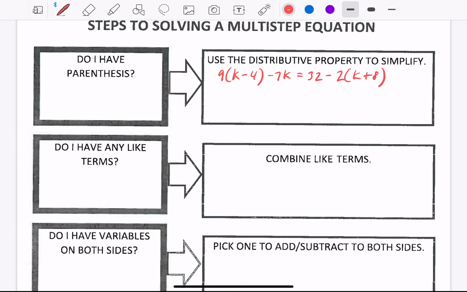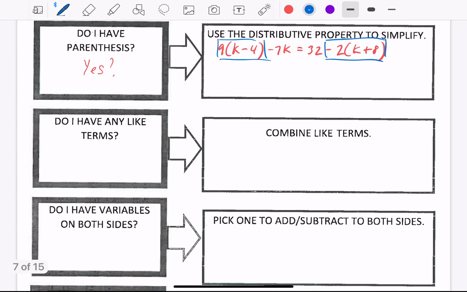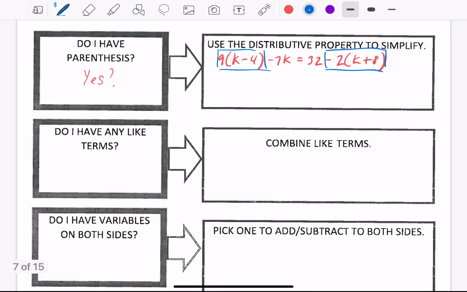Okay, a lot of people would look at this and your brain would want to do 32 minus 2 right away. Don't do that because you are looking for parentheses. That's your first question you're asking yourself. Yes, you have parentheses. So you need to simplify those. So here's one set you're going to simplify, and here's the other set you're going to simplify. That's your first step. We're going to write the first level of simplification in the next box.